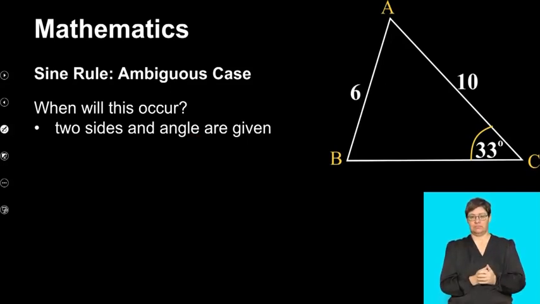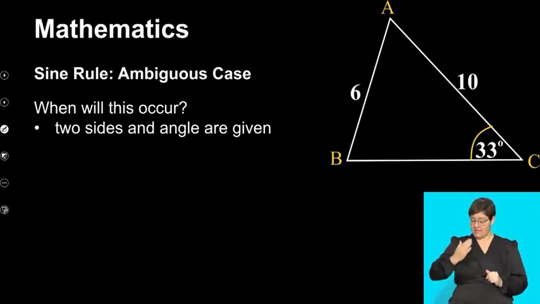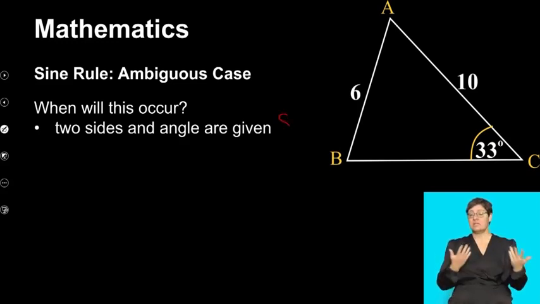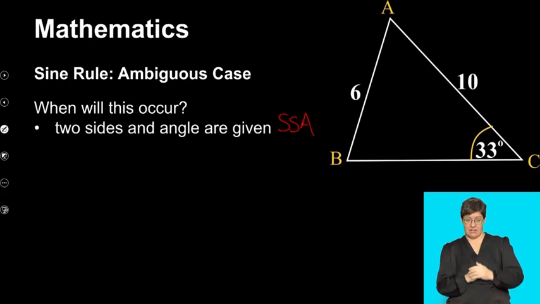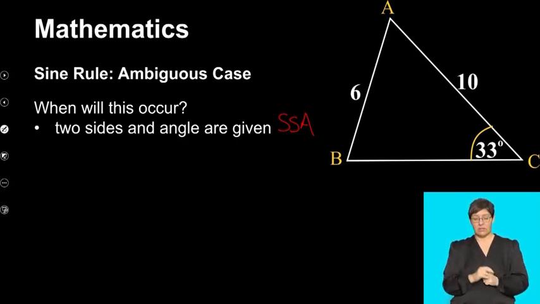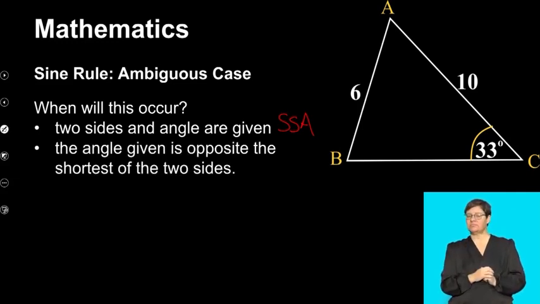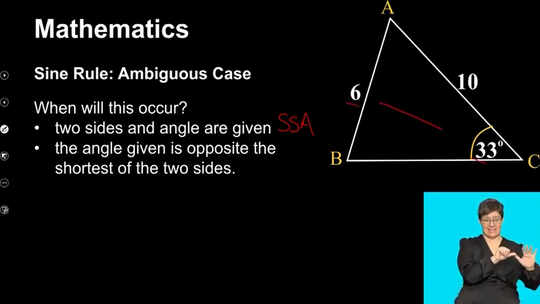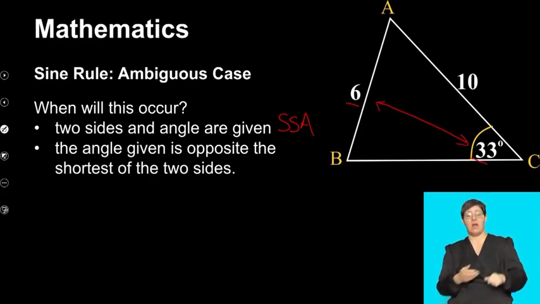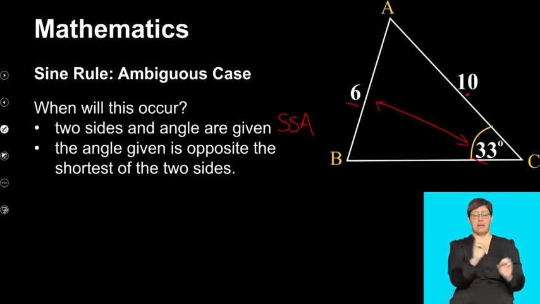Okay, so what is the ambiguous case? The ambiguous case of the sine rule occurs when we have two sides and an angle. So basically when we're given side, side, angle, as we said earlier. But there's an additional condition. If you look at the diagram on the side here, you'll notice that we're given a full pair in terms of 6 and 33. So this is our full pair. And our half pair is 10. And the angle across it is what we could find.